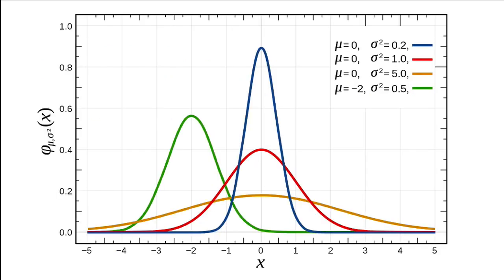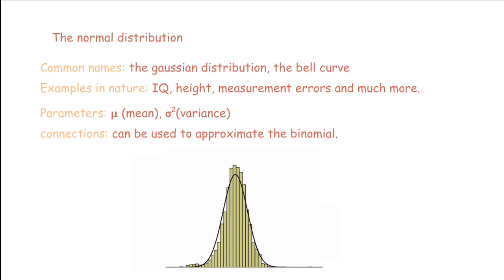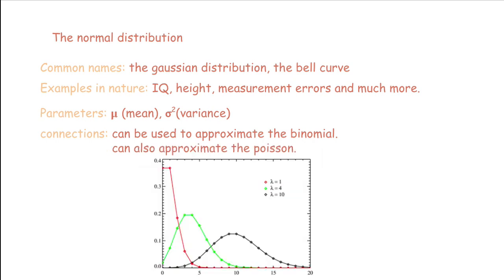In this image from Wikipedia, you can see how mu controls where on the number line the apex of the normal will be, while the variance controls how spread out it is. The normal distribution can be used to approximate a binomial with p close to 0.5 and large n. Here you can see a binomial in yellow and the matching normal curve approximating it. It can also approximate the Poisson when lambda is large. In the image you can see how the Poisson becomes more and more bell-like as lambda increases.